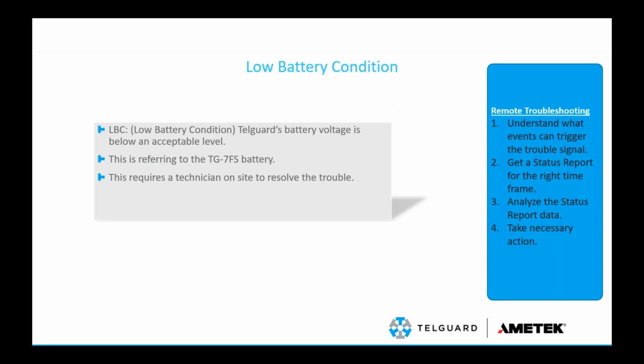And then again, a low battery condition, we can't charge the battery remotely, unfortunately. Obviously, the TG-7FS does tend the battery. So if it is reading low, you can give it time and see if it charges it back up to spec. But if it doesn't, unfortunately, at that point, you're going to have to send the tech out to the site, because it's a low battery condition, and if the battery's not going to recharge to an acceptable amount, then it has to be replaced.